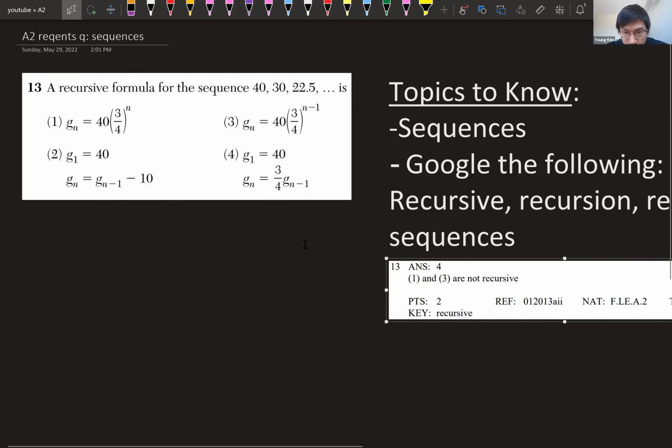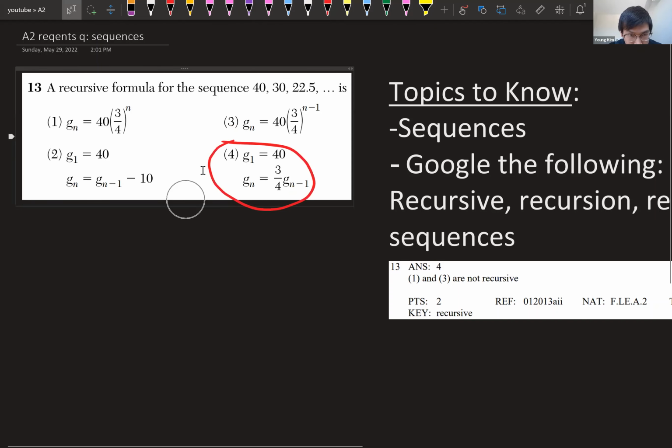Okay, oops, the answer's right here. All right, so the answer is gonna be 4, and I'm going to explain why that is. This is a sample solution, but it doesn't explain why it can't be choice 2. So this question says a recursive formula for the sequence 40, 30, 22.5, dot, dot, dot is, and you got to choose one. So we said that this is the answer.